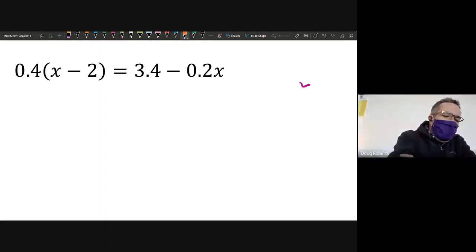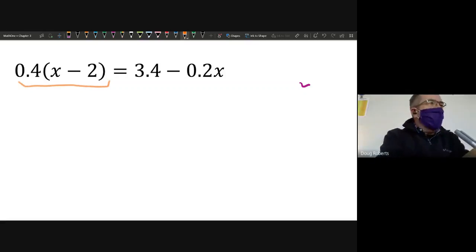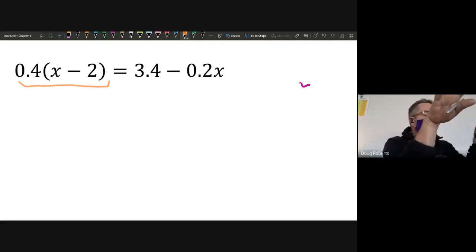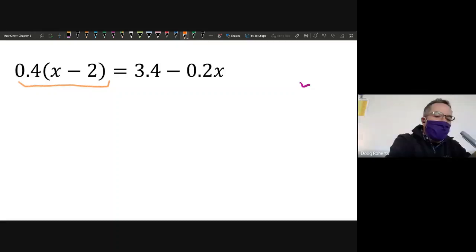First of all, I want to talk about the fact that this side has exactly one term. I know there's a lot of things going into it. When I look at that, I see two things being multiplied. One of the things is 0.4. The other thing is a binomial, but because it's got parentheses around it, it's just a thing. So I have something times another thing, so that's just one term. On the other side, I have two terms, right? That's a term, and with the negative symbol, that's another term.